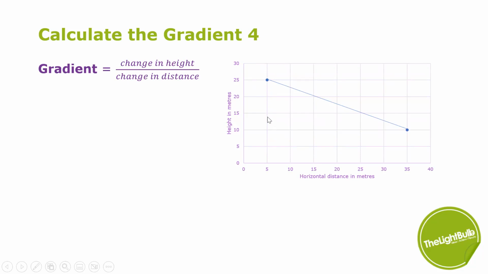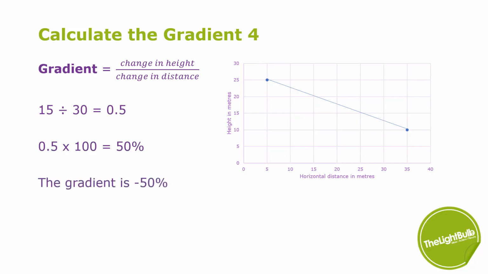15 meters divided by the difference between 5 to 35, so that's 30. So 15 divided by 30, which is 0.5. And then times by 100 is 50%. So there's a gradient of 50%. And because it's going downhill, it's a negative gradient. So therefore, you can actually say it's minus 50%.